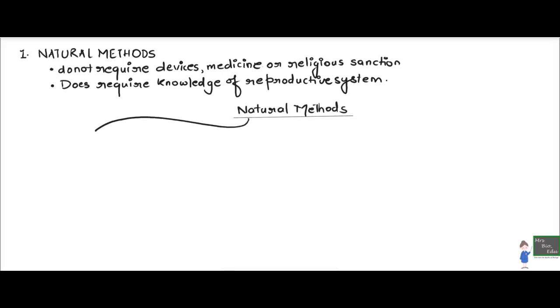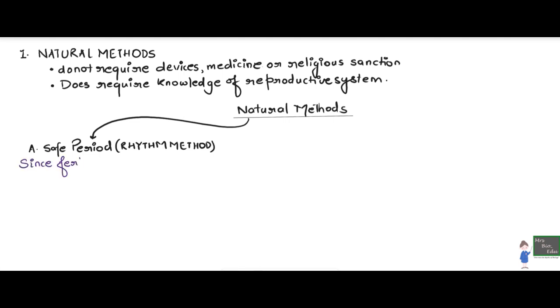And that is why you don't need any devices, because if you know when you are going to ovulate, or when you are going to ejaculate, you can control those processes, and therefore you can control the pregnancy. So the very first method, used by females basically, is called the safe period or rhythm method.